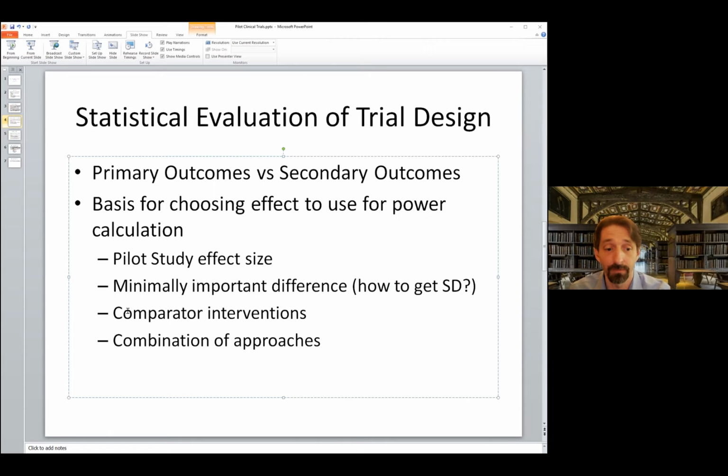Certainly other approaches are looking at other interventions within the same area or a similar intervention applied to other populations to try and get some sense of what's a reasonable effect. But ultimately, often this comes down to a combination of approaches, where we'd like to see that the minimally clinically important difference also corresponds to what we might have seen in prior literature or prior interventions, so that we can take all these pieces of information together and come up with something reasonable. Because sample size calculation is not exactly a science. It's trying to gather as much information as we can from multiple sources and come up with a consensus, reasonable decision.